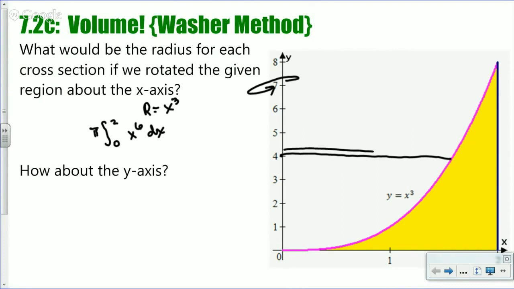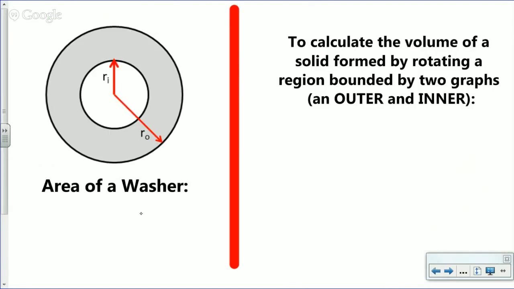And if I select this for my radius, I have too much, right? So if I try to rotate about the y-axis using the disk method, I run into a bit of a problem. Okay, and we're going to look at remedying that problem today. So essentially, what happens when you try to rotate a region about an axis, but there's some empty space between the region and your axis of revolution? Okay, well, what's going to happen when I rotate?